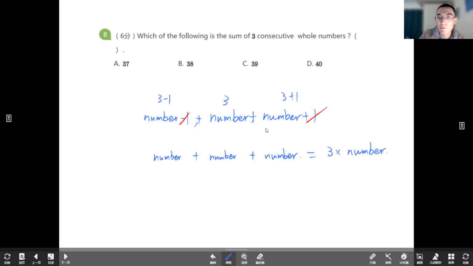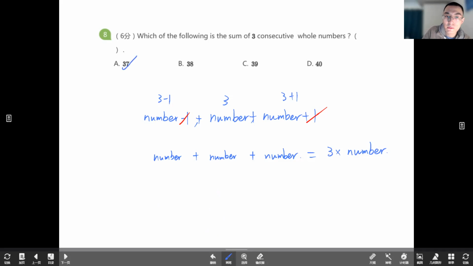That means the sum should be divisible by 3. Yeah, 3 times 1 is 3, divisible by 3. 3 times 2 is 6, also divisible by 3. So it must be a multiple of 3. So we have changed this question into a simpler version. It's just asking you to find the multiple of 3 out of these 4 choices.